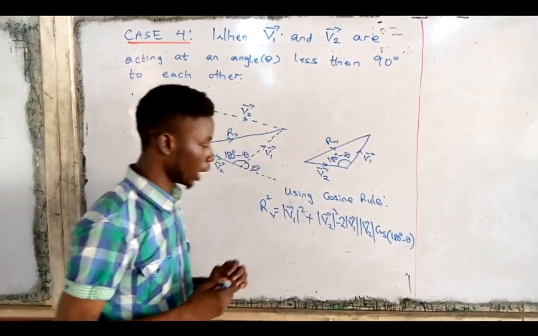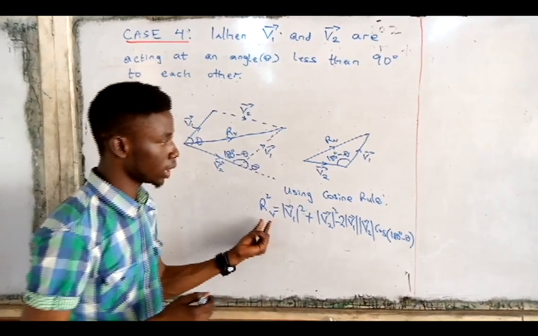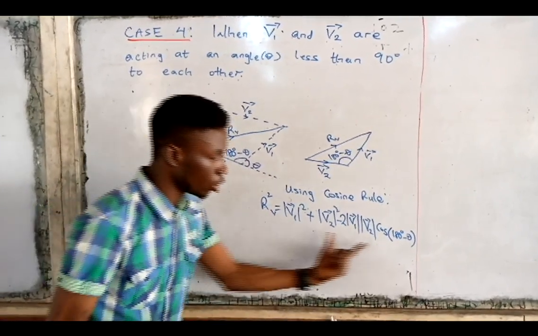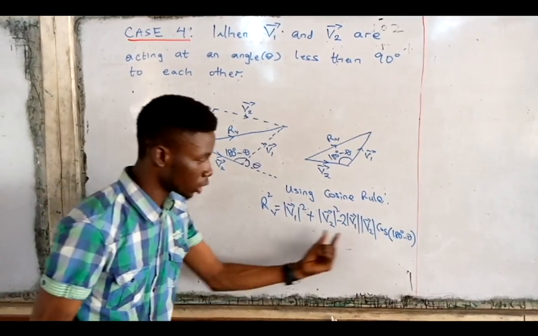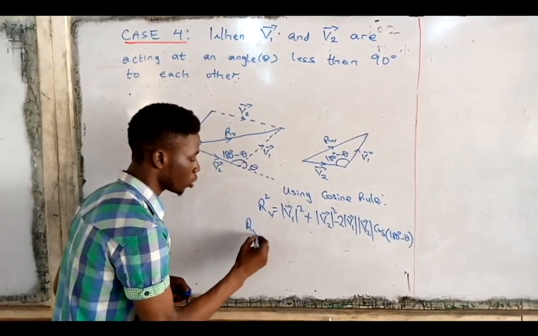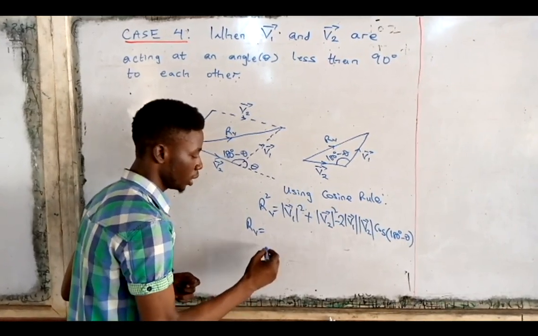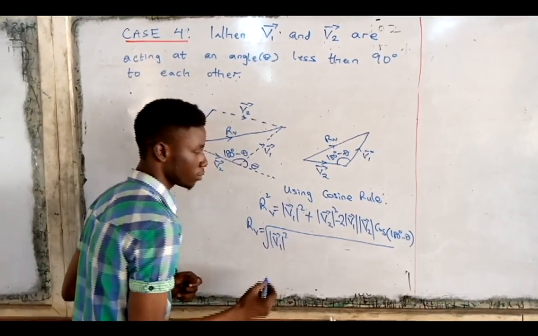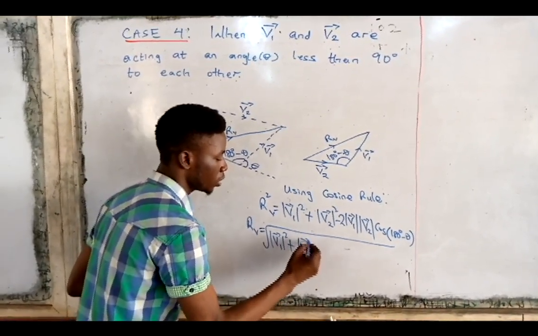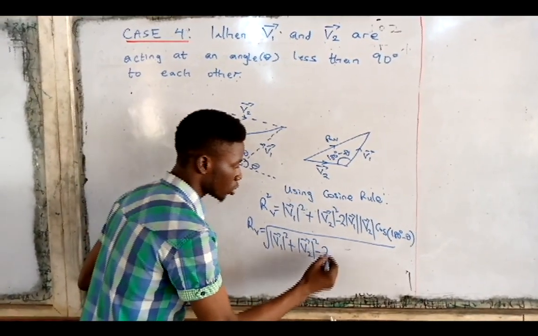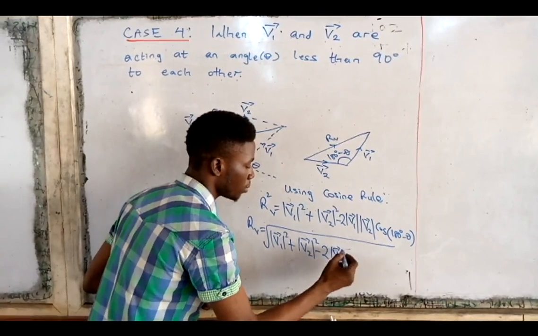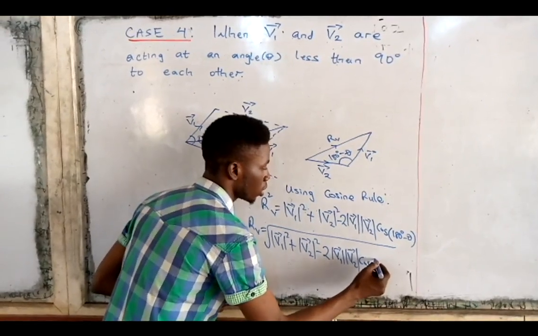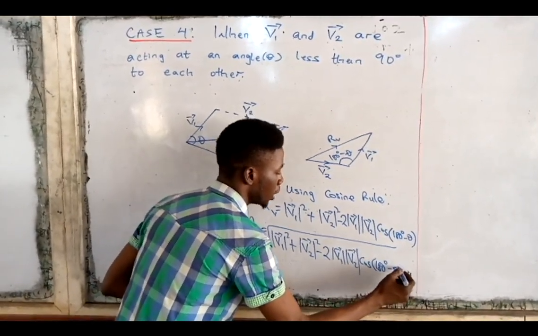By the use of this formula, we can get the magnitude of our resultant vector. Of course, since we have a square here, at the end of computing this, we need to find the square root of this. That is, finally, our resultant vector in magnitude will be the square root of the magnitude of V1 squared plus the magnitude of V2 squared minus 2 multiplied by V1 multiplied by V2, then cos 180 degrees minus theta.